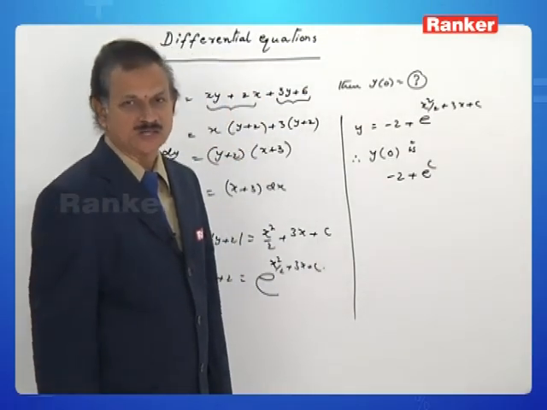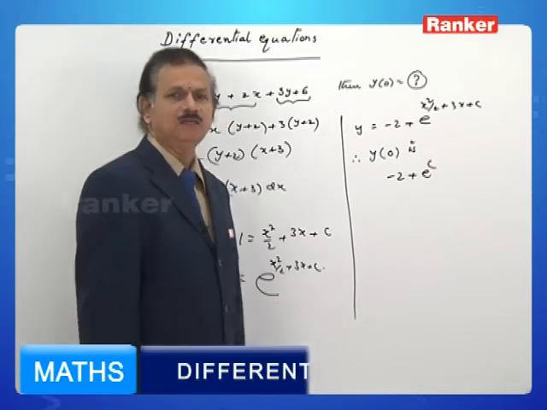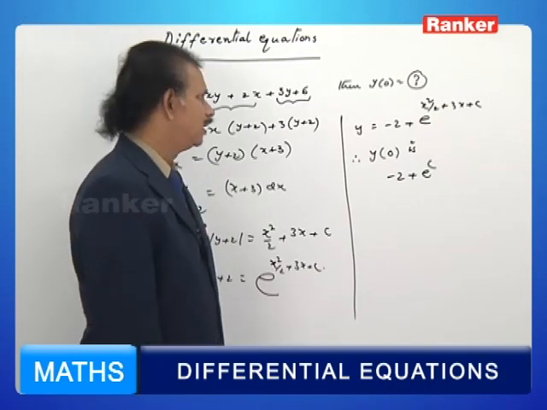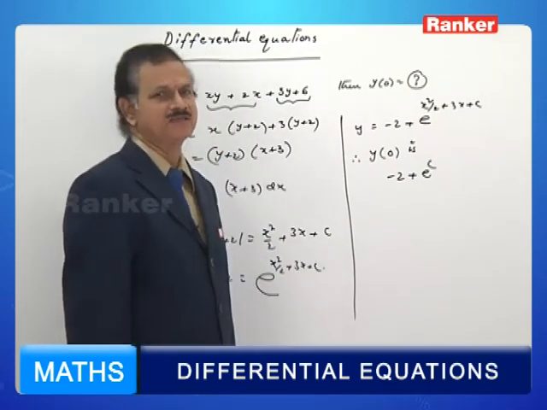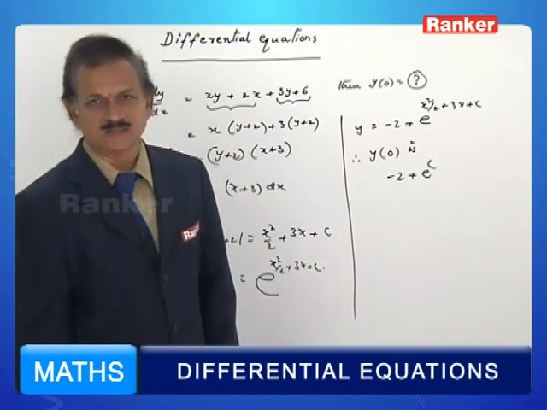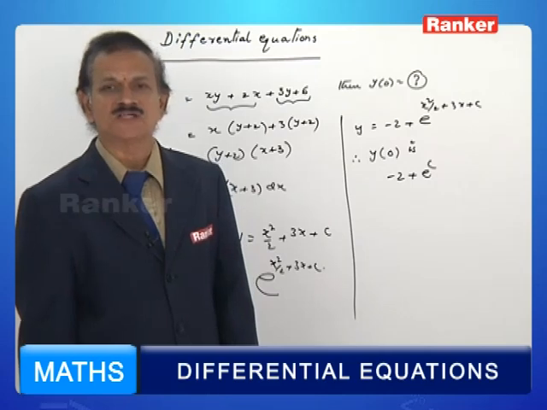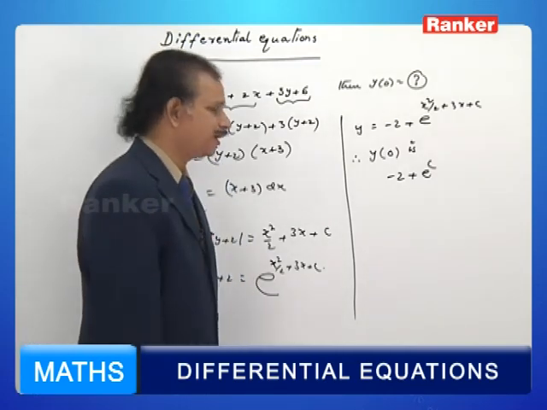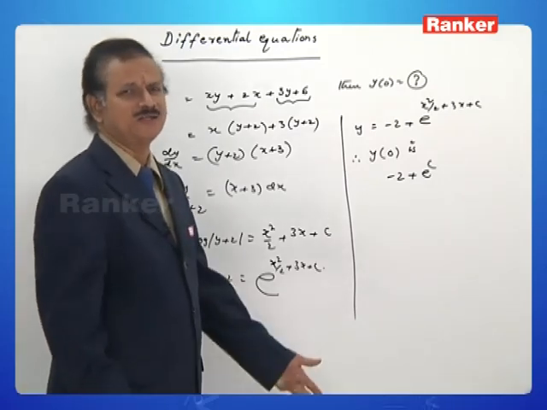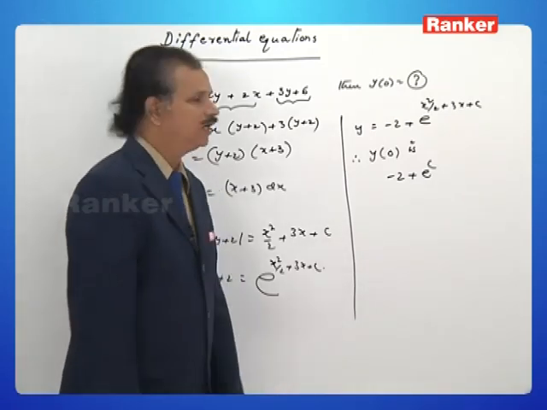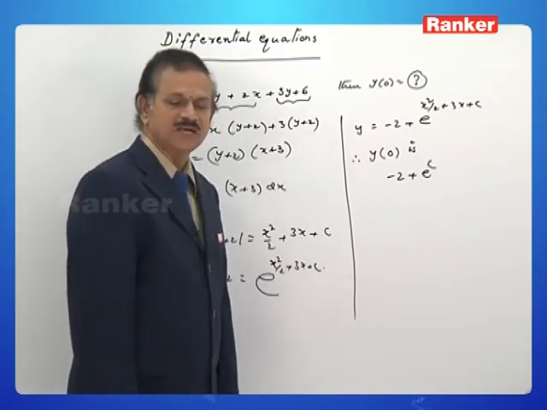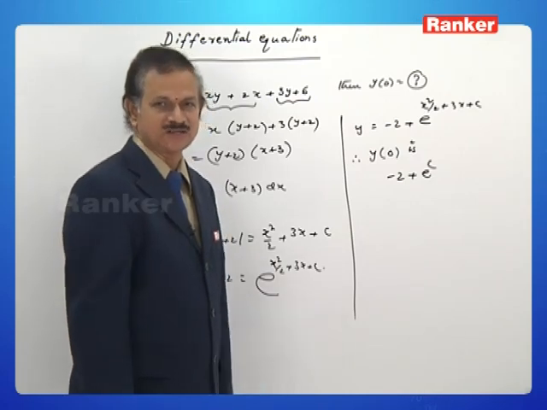c is an arbitrary constant. Actually speaking, he must give one more piece of information to find c itself in the beginning, but he has not given any such thing. That is why we leave the answer like that only, minus 2 plus e power c, where c is some fixed constant, the constant of integration. That is to be decided with another piece of information which has not been given here. We cannot help with that. Therefore, y at 0 is minus 2 plus e power c is the correct answer.